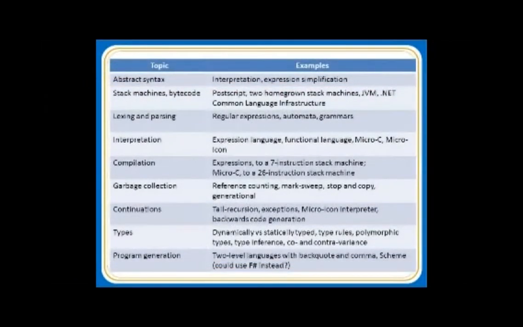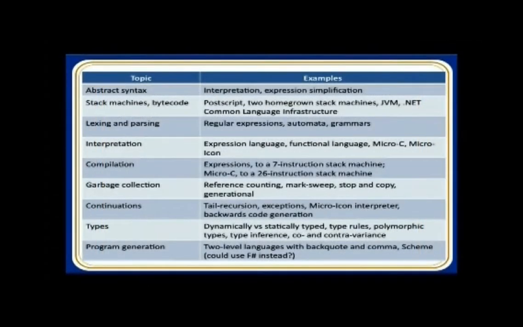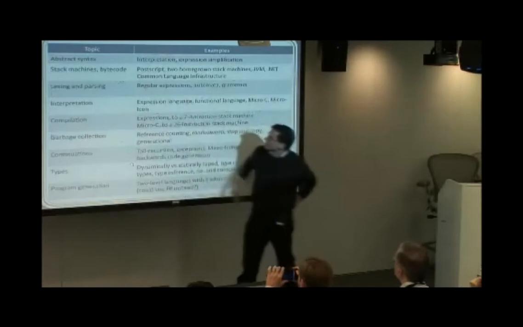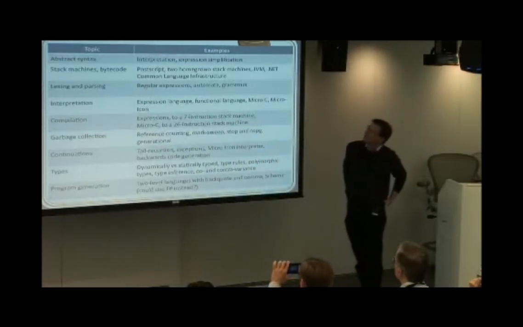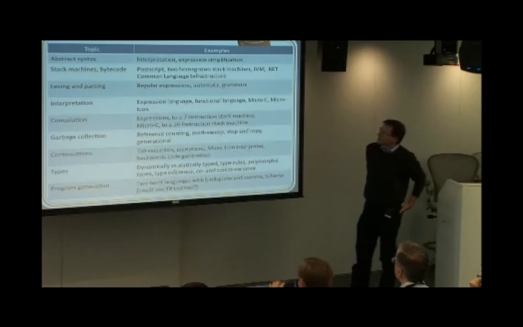Right, and so the course contents is a brief list of topics here: abstract syntax, stack machine, bytecode, lexical parsing, interpretation and compilation, garbage collection, continuations, types, and program generation. And these can be detailed in various ways, especially by working on some homegrown stack machines and also explaining the design and the bytecode of the JVM and .NET machines. Talking briefly about lexing and parsing, and of course regular expressions and automata and grammars, but only as tools, not in a theoretical way.